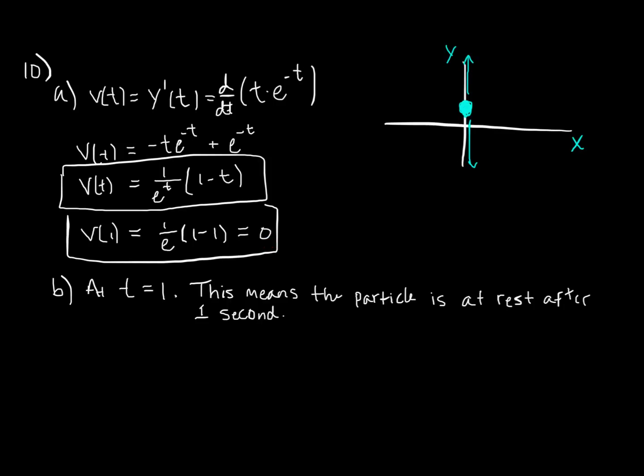Interpreting what this means then for part B, because it asks when is the tangent line to y of t going to be horizontal? Well, that's when the derivative is equal to 0. In other words, when the function has a slope of 0. And as we saw, this happens when t is equal to 1. And what you can also tell is, since this is the velocity, that means that when t is 1, the velocity is 0, which means the particle is at rest after 1 second.